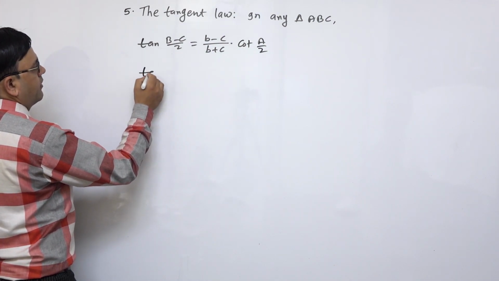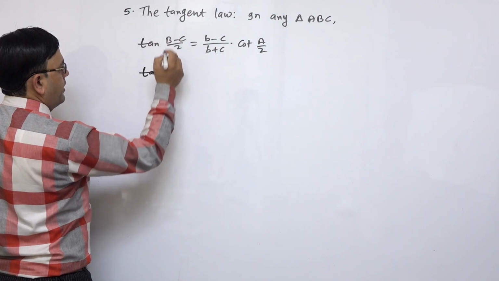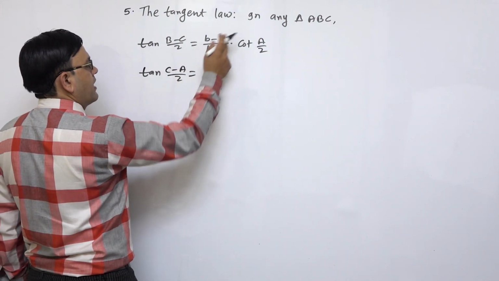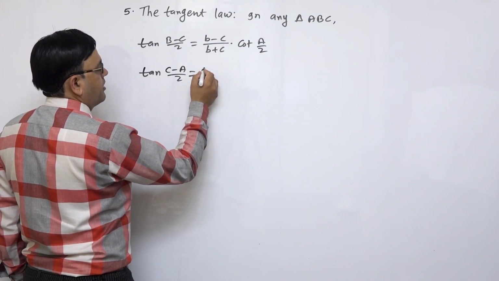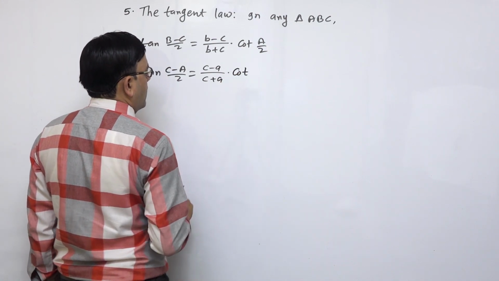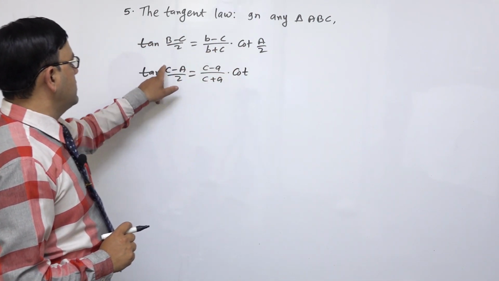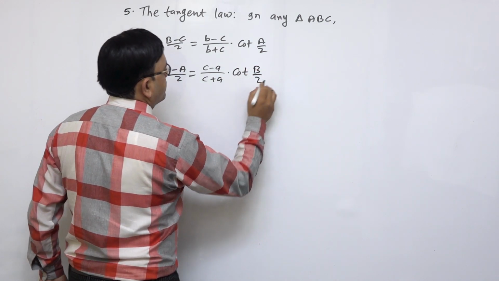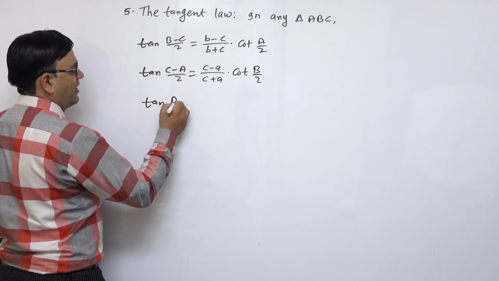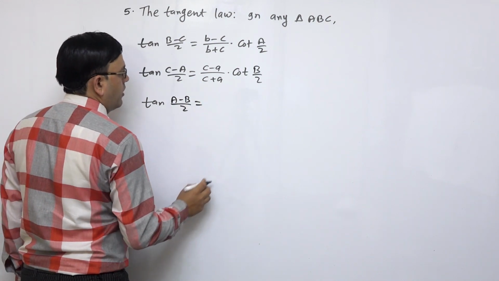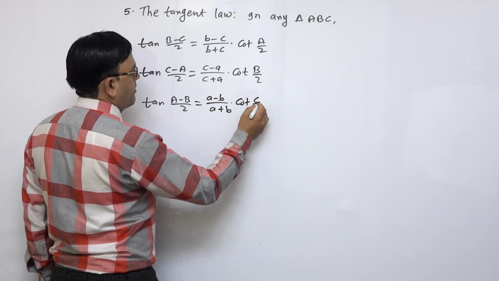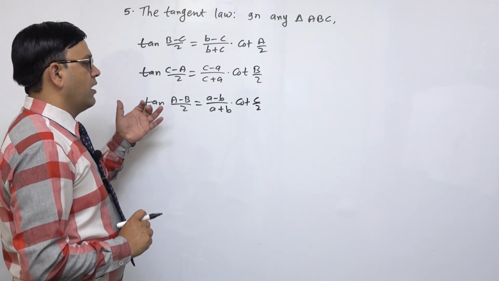Similarly, tan of (B minus C)/2 equals (b minus c)/(b plus c) times cot A/2. Now what will (C minus A)/2 be? Look, for B and C we had A, so for C and A here it will be B/2. Similarly, we have tan (C minus A)/2, and now what will it be? You have already guessed: tan (A minus B)/2 equals (a minus b)/(a plus b) times cot C/2. This is the tangent law.